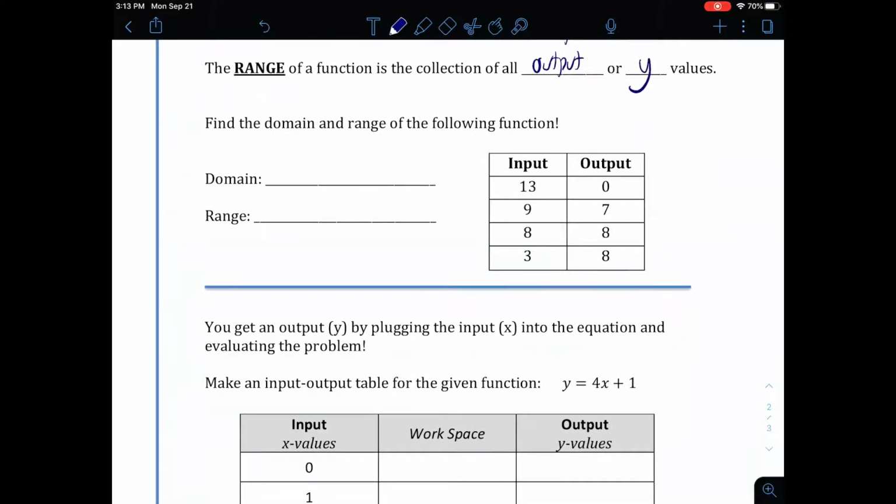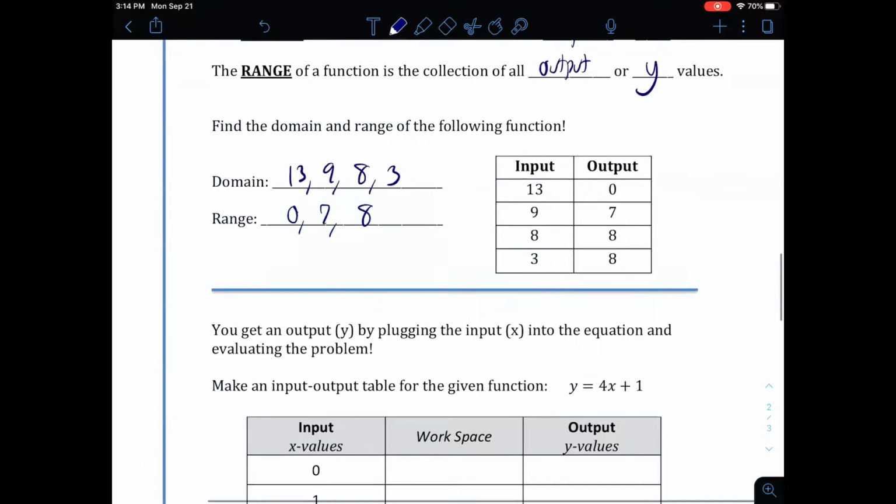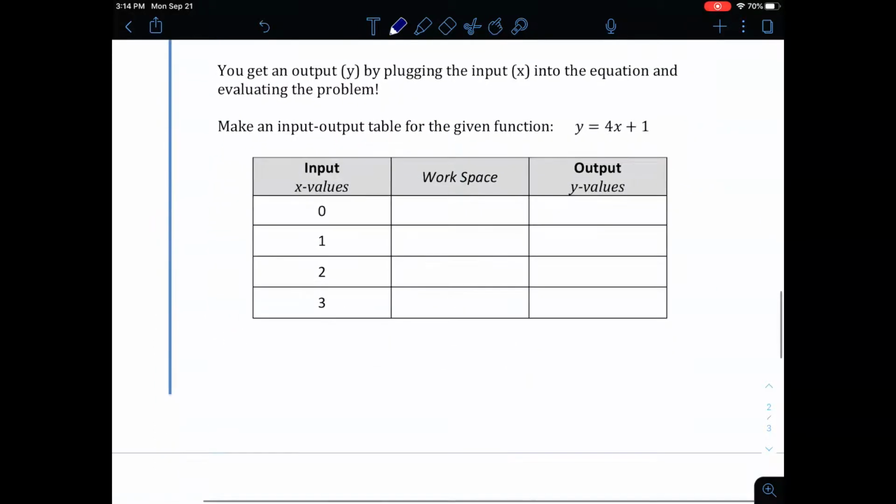Okay, so let's find the domain for this table right here. What numbers do you see in the inputs? I see 13, 9, 8, and 3. What about for outputs? I see 0, 7, and 8. I don't need to repeat numbers if they're there twice, though. That's all you gotta do. So domain is inputs, range is outputs. Just label all the inputs, label all the outputs, and you're good to go.